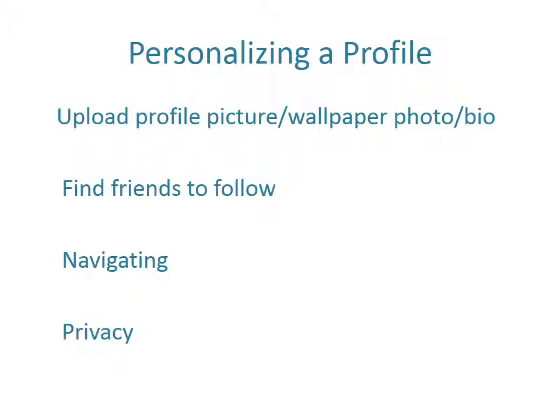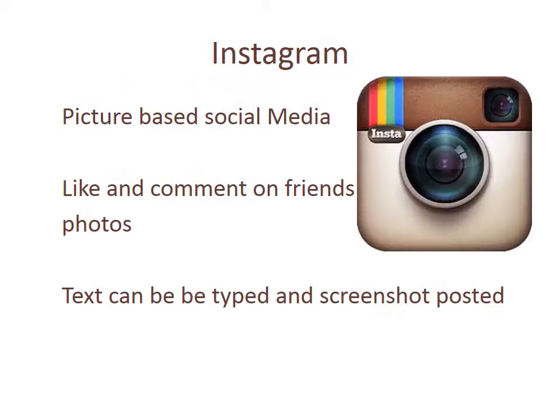The next social media application is Instagram. Instagram is a social media that is just based on pictures, so the only thing you can post is pictures. If you want text or a message to show up, you will have to type it, take a screenshot, and then post a picture of the screenshot. And then it will show up on your post.